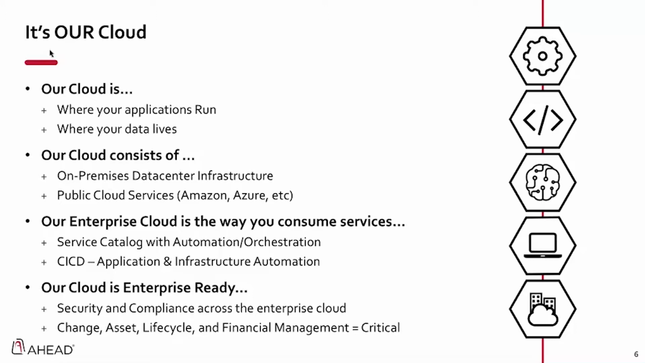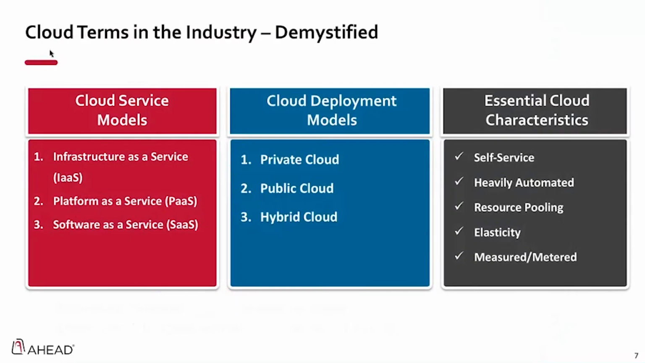It's also, I think, the most important thing that we've gravitated towards now: our enterprise cloud is the way you consume services. And there are two major ways. It's the catalog you go to when you want to request something, or it's the CI/CD tool set and your DevOps tool chain that you go to when you want to do application and infrastructure automation together. And it's enterprise ready. Again, security, compliance, change management, all these things built in. So if we think of solving all of these problems, this is what gets us to the enterprise cloud.